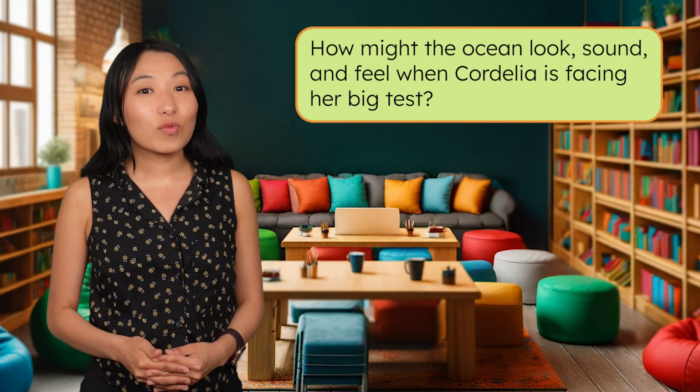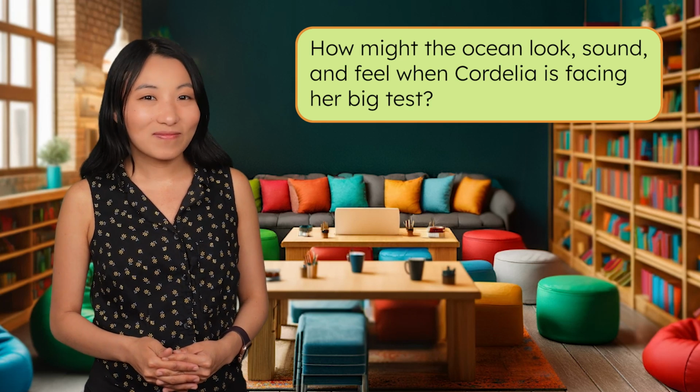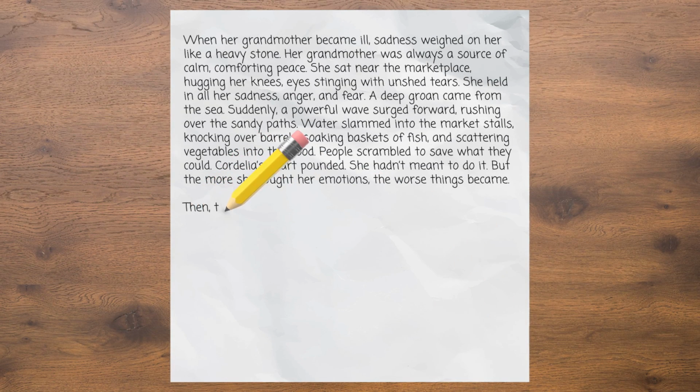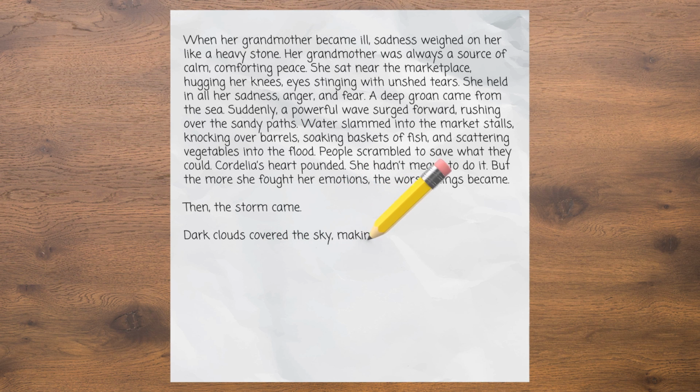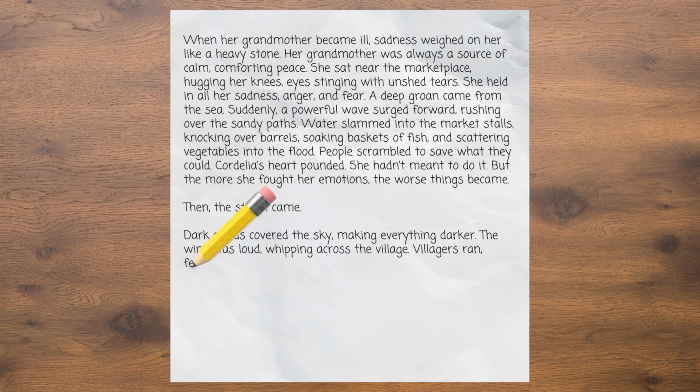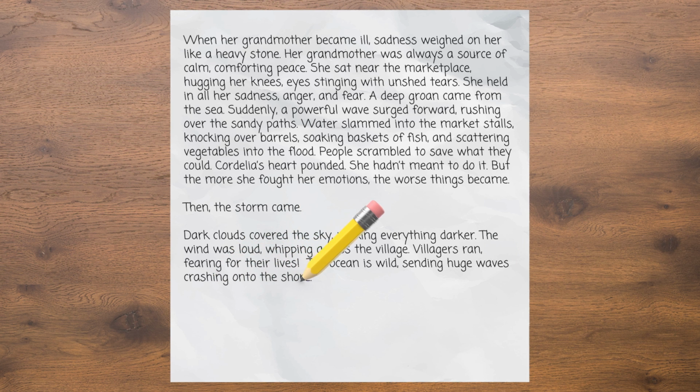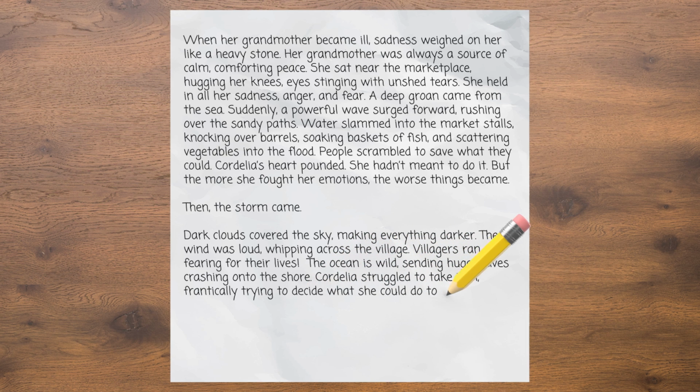Here's how I started to write the final part of the story. Then the storm came. Dark clouds covered the sky, making everything darker. The wind was loud, whipping across the village. Villagers ran, fearing for their lives. The ocean is wild, sending huge waves crashing onto the shore. Cordelia struggled to take it in, frantically trying to decide what she could do to save herself and her people.